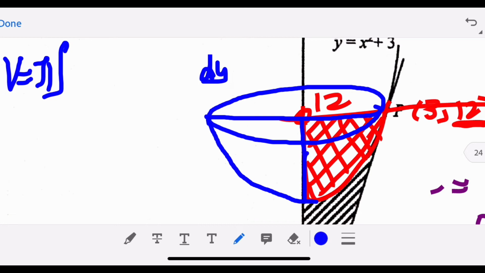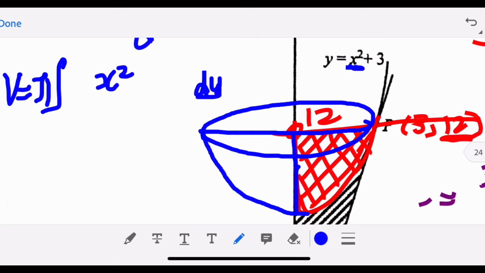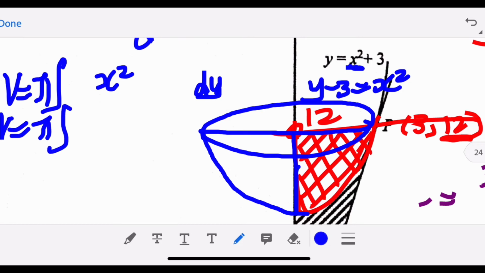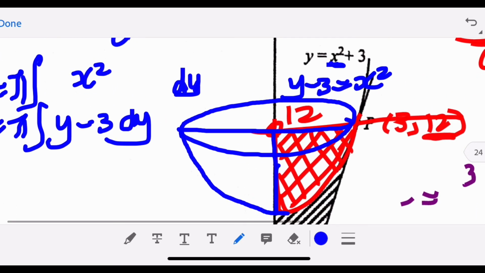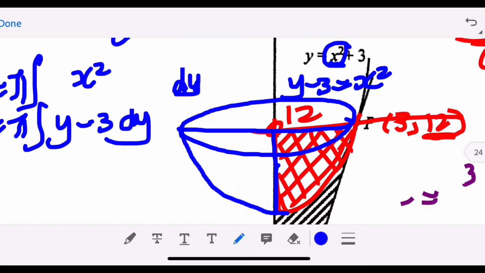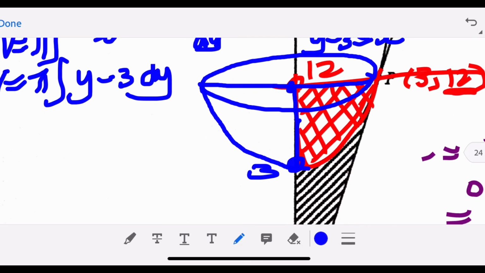here, the boundary is the y-axis, so it's dy, and here will be x squared. Right, so the x squared is equivalent to y minus 3 equal to x squared. So we substitute, volume is pi integrate y minus 3 dy and the limit will be from, look at the curve, if x is 0, the y here will be 3 to 12. So we have to identify the lower limit and upper limit from 3 to 12.